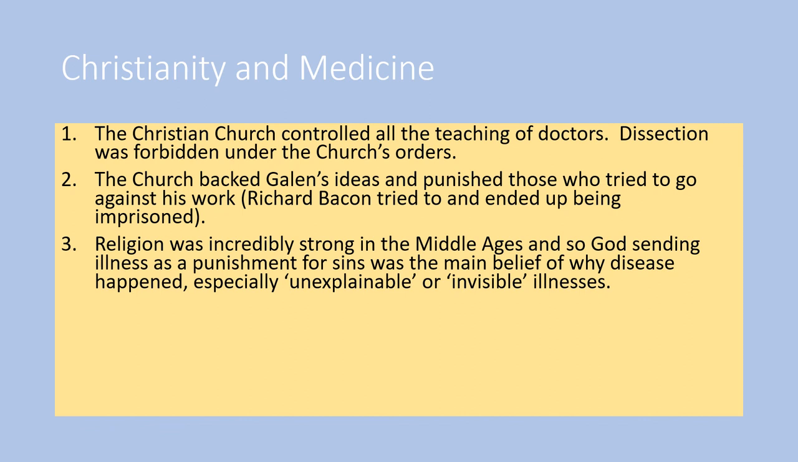Religion was incredibly strong in the Middle Ages, and so God sending illness as a punishment for sins was the main belief of why disease happened. And I did mention that briefly beforehand, I'm going to go into it in a tiny bit more detail here. And that is because belief about a God or God himself sending disease as punishment was used for illnesses that had no explanation, or invisible illnesses. So for instance, we talked about the four humours before and about how that was used based on what you could see was happening to somebody's body. Well, sometimes people were ill for reasons you couldn't detect. And that is usually when the belief surrounding religion and spirituality came into it. So that's why we see this presence of God sending illness as a punishment for disease.